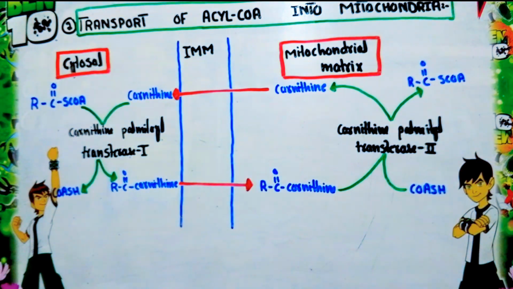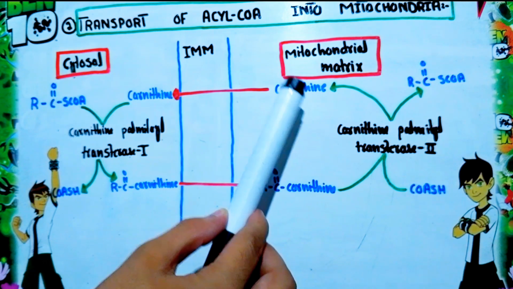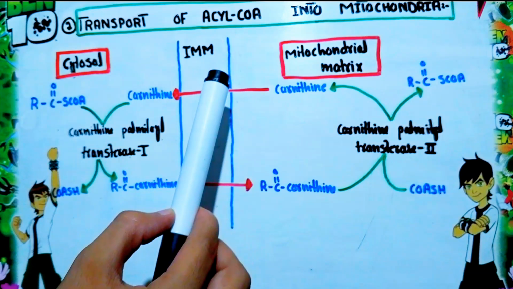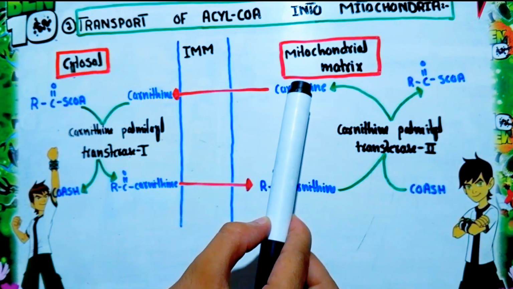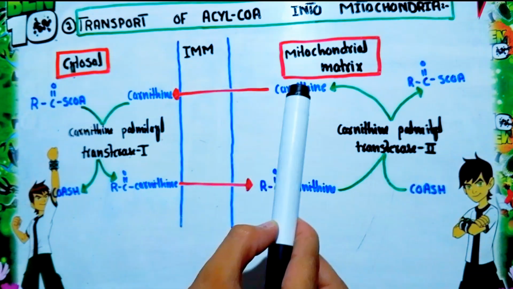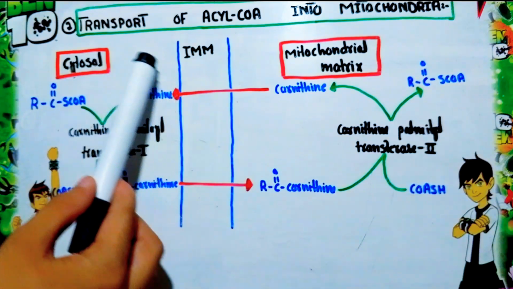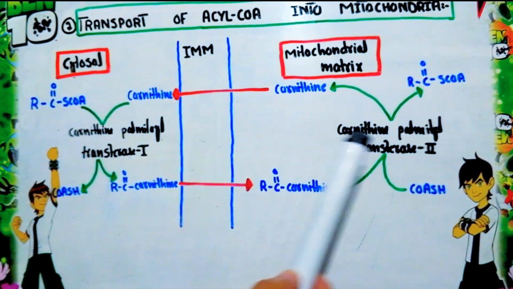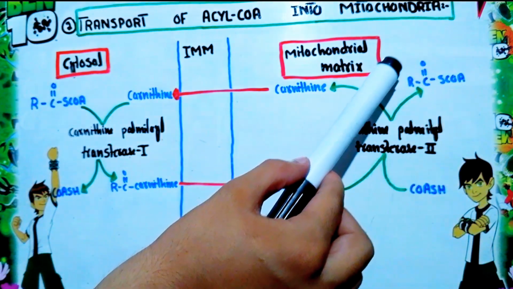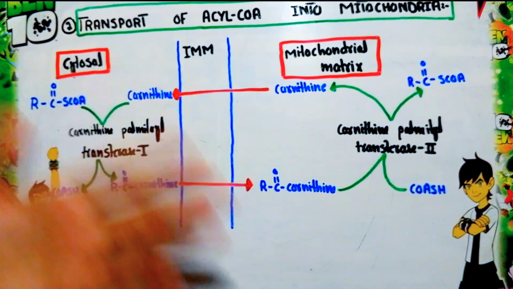This carnitine moves out again to the cytosol because of its permeability. The mitochondrial inner membrane is completely permeable to this carnitine. It moves through a specific protein present in the inner mitochondrial membrane and goes out into the cytosol, where this carnitine can again carry another fatty acid into the mitochondria. The proper reaction of beta oxidation then occurs in the mitochondrial matrix.